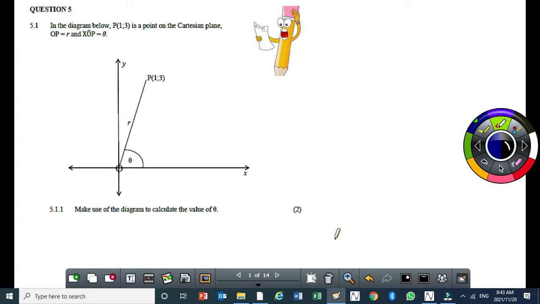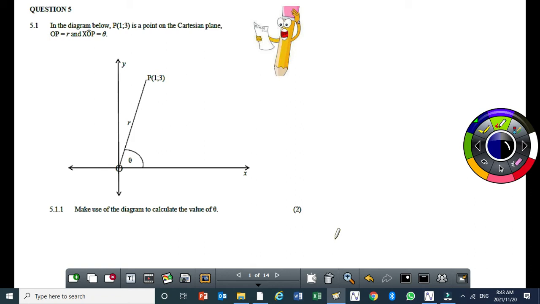from grade 10. Right. So trigonometry is a major topic not only in this grade but in grade 12 as well. And for your paper it has got a lot of marks. Okay. So let's start with the Cartesian plane.